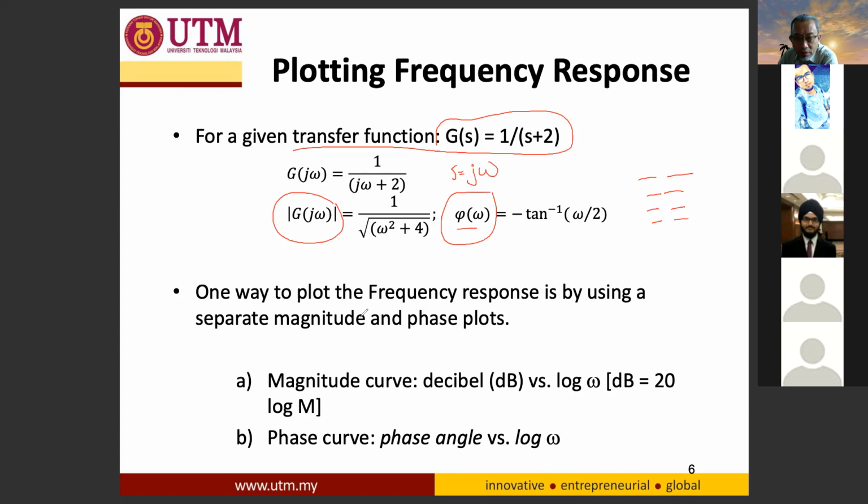One way to plot the frequency response is using separate magnitude and phase plots. We use a magnitude curve, which is decibel versus log frequency, so the x-axis is a log scale and the y-axis is the decibel, which is 20 log of the magnitude. The phase curve is the phase versus log omega, meaning the frequency is under a log scale as well.